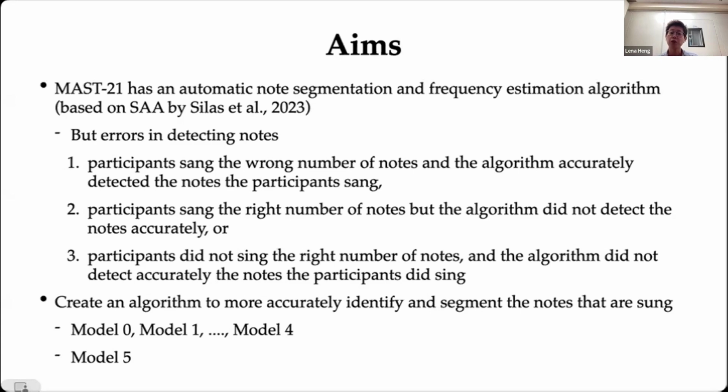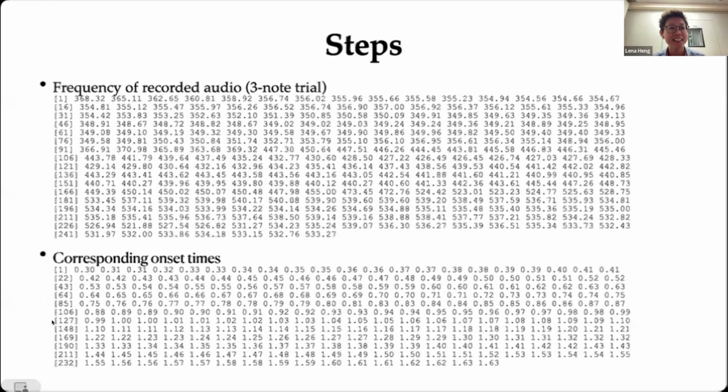So to find this out, we'll have to look at each trial manually, which of course defeats the purpose of automating this process. So this brings us to Model 5 that I'm presenting today that tries to overcome this problem. I'll be referring to our algorithm henceforth as Model 5 to shorten things.